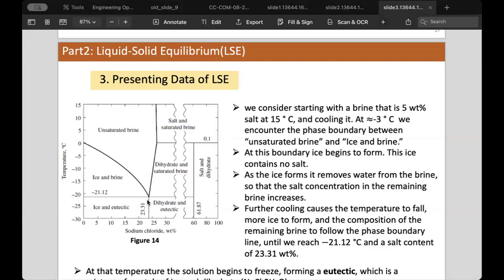And over here, it's a eutectic point. This is the last point where we can have unsaturated brine. Beyond this point, of course, everything turns to eutectic.